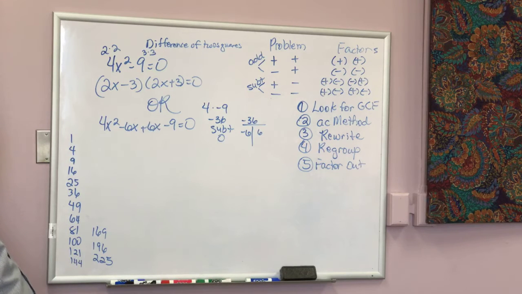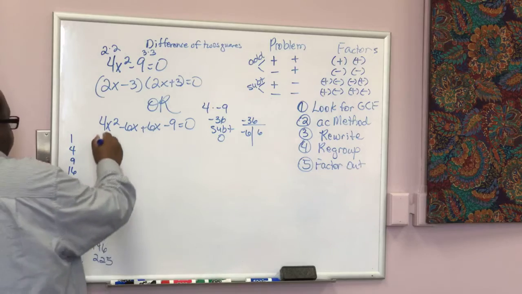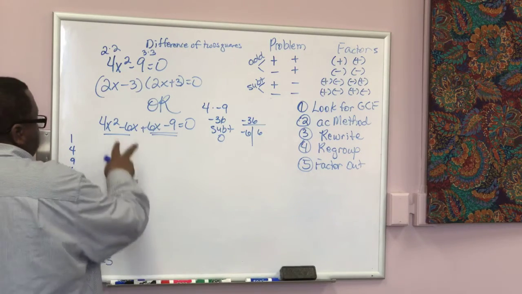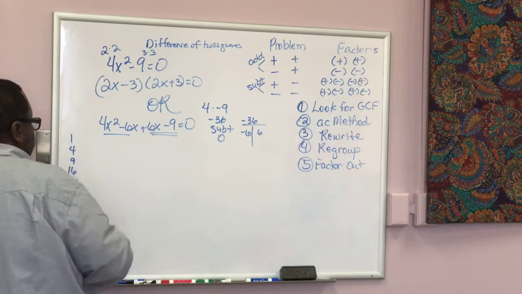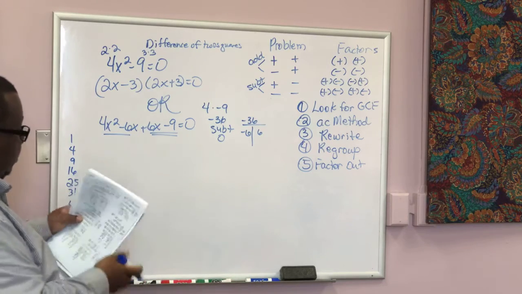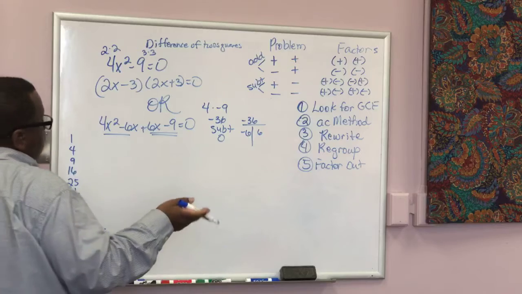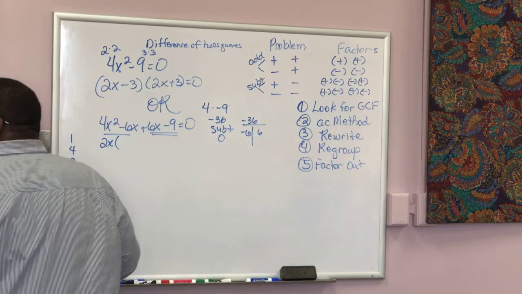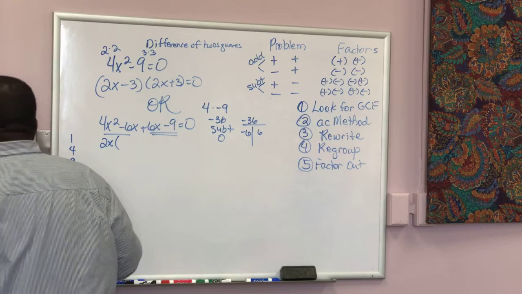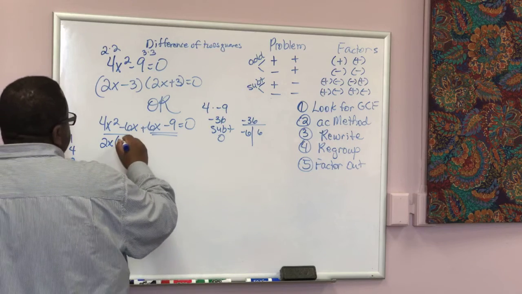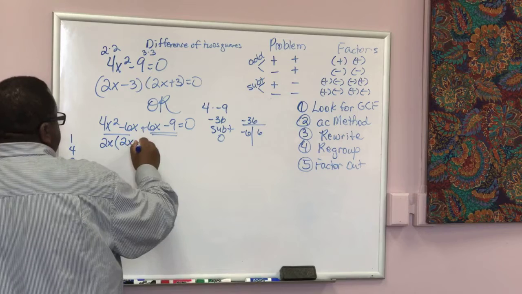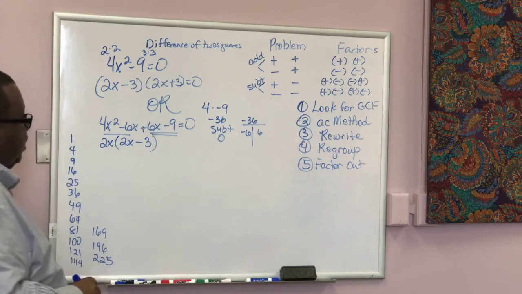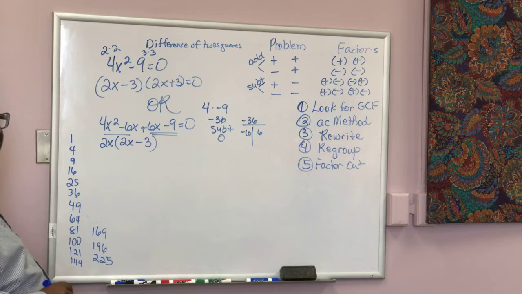All right? Now we'll regroup the first set and regroup the last set. So what do the 4x squared and the minus 6x have in common? X and a 2. So you're going to say 2x, parentheses. It'll be 2x minus what? 3. Okay? Everybody follow this so far?